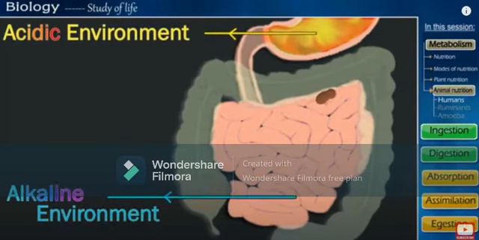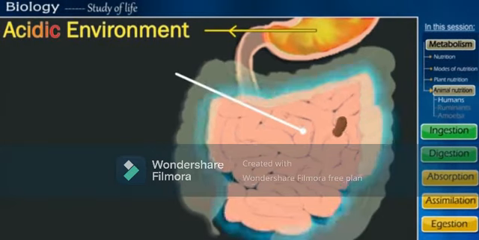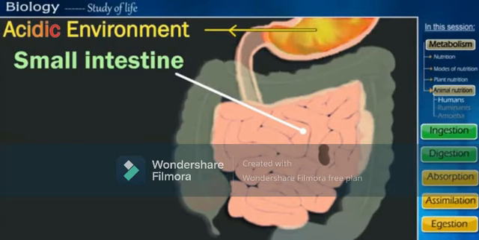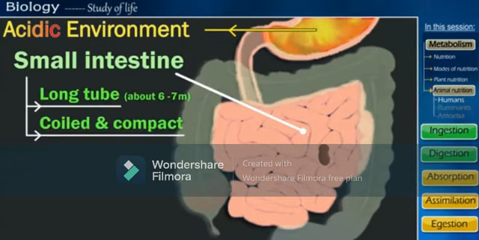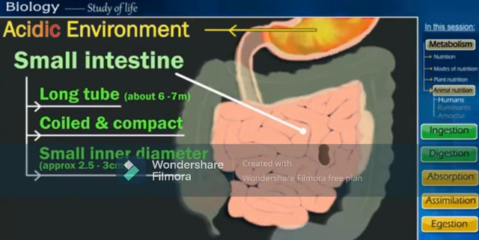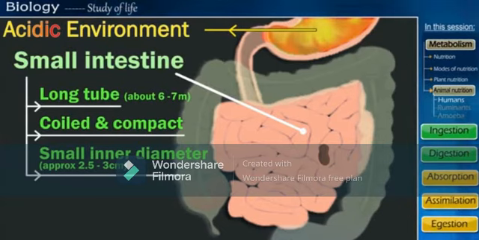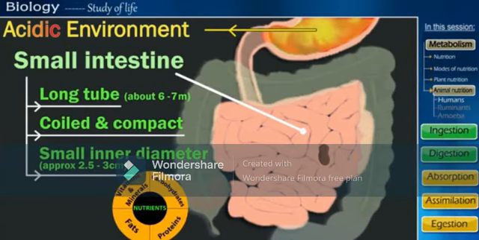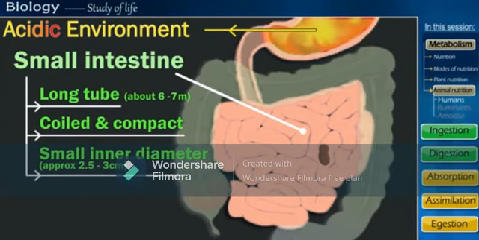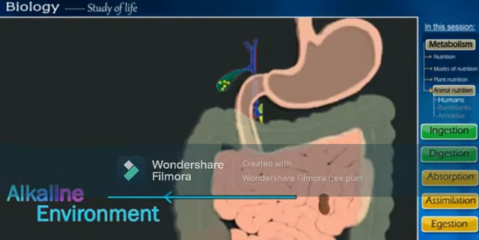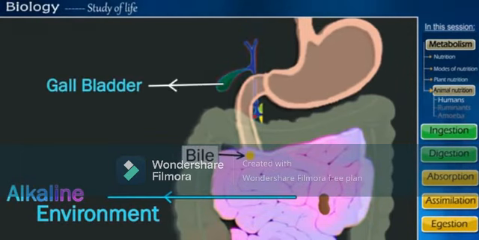So inside the intestine, what happens? The small intestine is an alkaline environment, totally opposite to the acid. It is coiled and compact, and it has a small inner diameter of 2.5 to 3 centimeters. The duodenum is about 10 inches, that is 25 centimeters. Then the jejunum is 2.4 meters, and the ileum is 3.5 meters long.